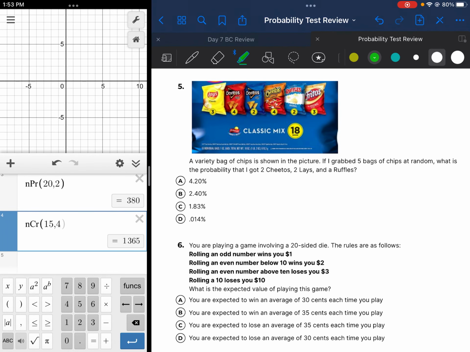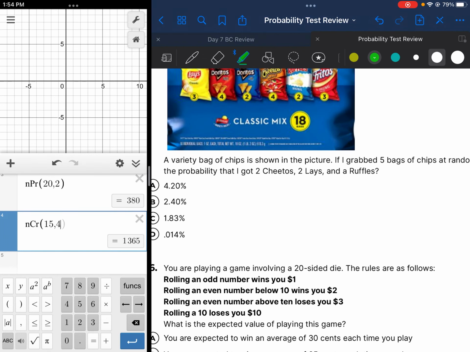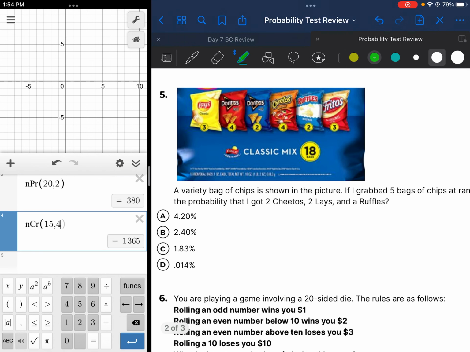All right, problem number 5 now. So, a variety bag of chips is shown in the picture. If I grab 15 bags of chips at random, what is the probability that I got 2 Cheetos, 2 Lays, and a bag of Ruffles? So this is one of those problems that we saw many examples of, where we have a certain amount total, but we're trying to target multiple outcomes. So we're trying to specifically target 2 Cheetos, 2 Lays, and 1 Ruffles.